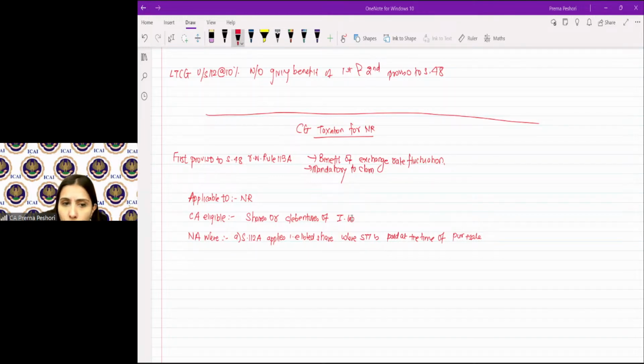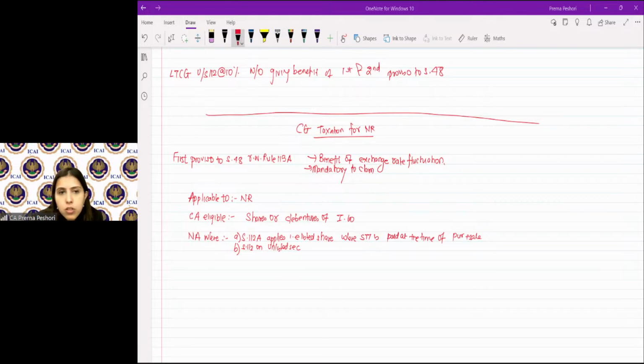Similarly, section 112 also says on the unlisted securities, 10% is payable without the benefit of the first and the second proviso. So even in the case of unlisted securities, the first proviso is not applicable. So meaning you can apply the first proviso to 48 only in case of listed shares, only in the case of listed shares where the STT would not have been paid. Because otherwise 112 does not allow you to claim the benefit of first proviso to 48.